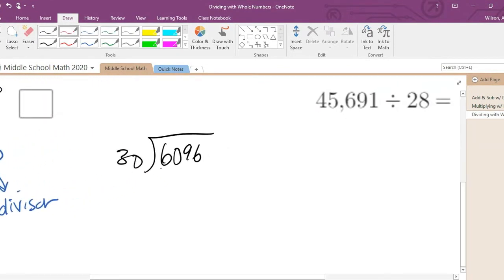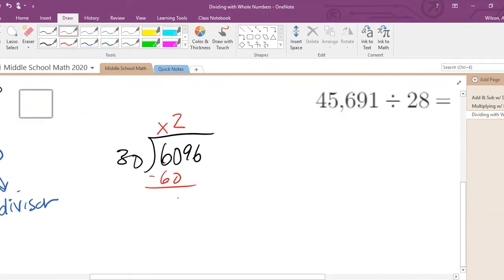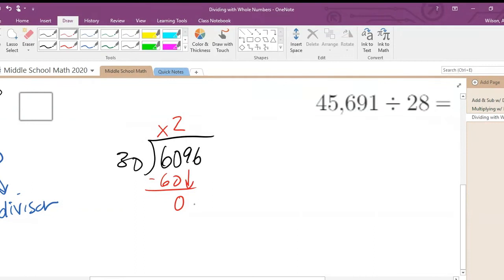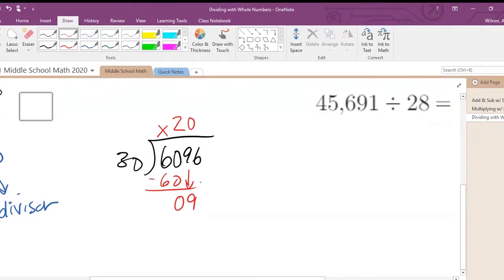How many times does 30 go into 6? Not at all. How many times can 30 go into 60? It can go in twice. 30 times 2 is exactly 60. We subtract, we have none. We bring down the 9. How many times does 30 go into 9? It can't go in at all, so we put a 0. Bring down the next number.